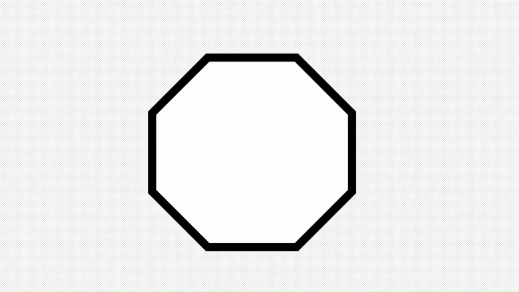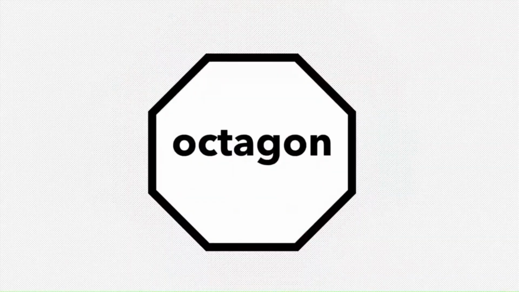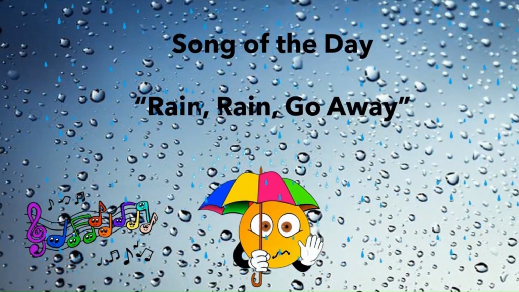The shape of the week is the octagon. An octagon has 8 sides. Let's count them. 1, 2, 3, 4, 5, 6, 7, 8. Big octagon. Small octagon. Red octagon. Orange octagon. Yellow octagon. Green octagon. Blue octagon. Purple octagon. The stop sign is an octagon.